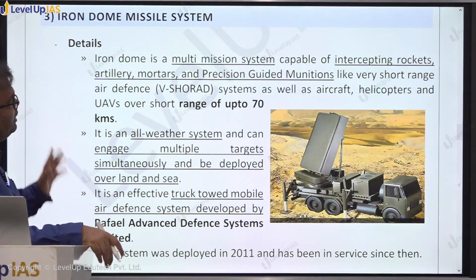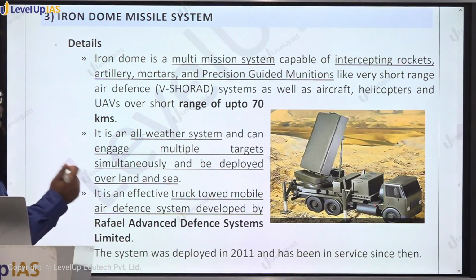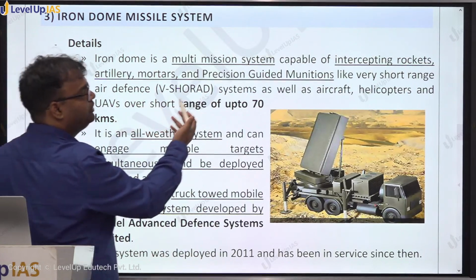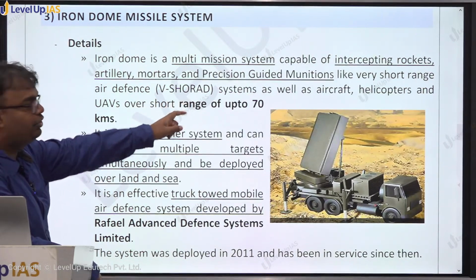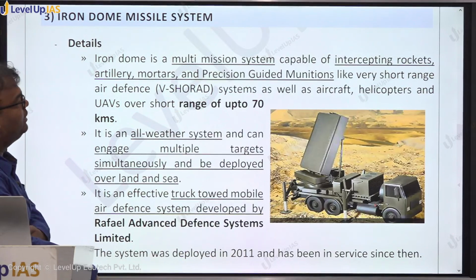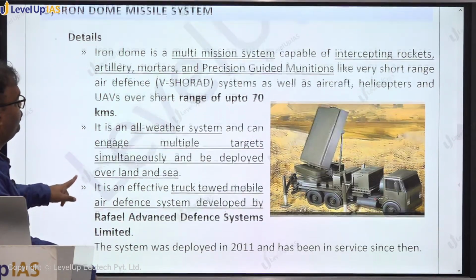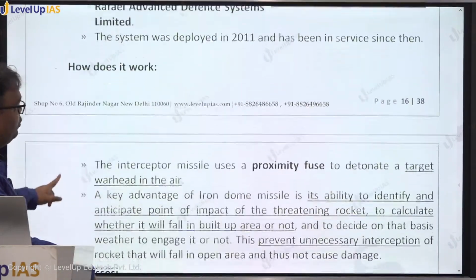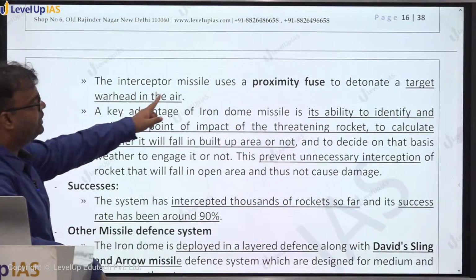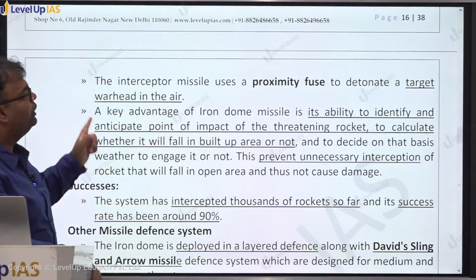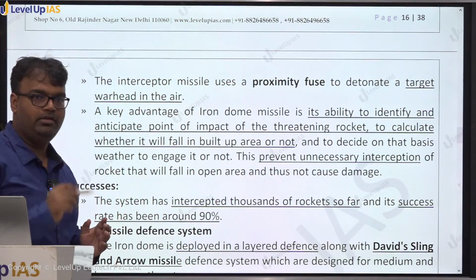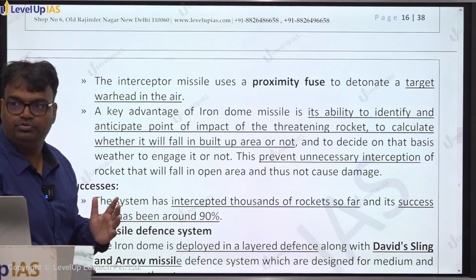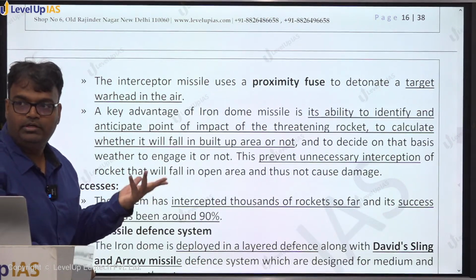So it's a multi-mission system capable of intercepting rockets, artillery, mortars, precision guided munitions like very short range air defense, VSHORAD, very short range air defense system, as well as aircraft, helicopters and UAVs over short range of up to 70 kilometers. How does it work? The interceptor missile uses a proximity fuse to detonate a target warhead in the air. जो warhead है जो आ रहा है, it uses proximity fuse to detonate that as soon as possible.